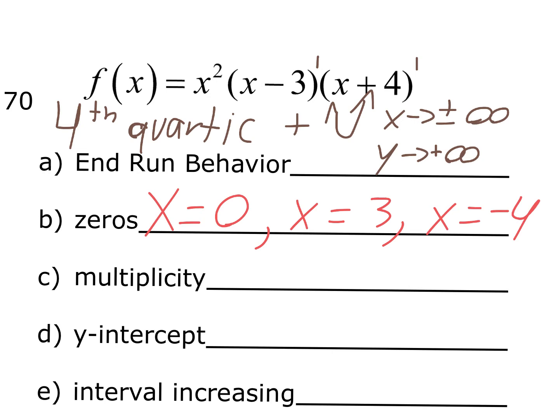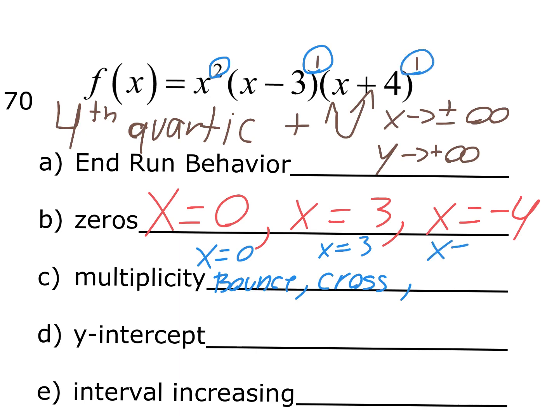Multiplicity, we're going to have a mix of them. At x equals 0, we've got this even exponent, so we're going to have a bounce. At x equals 3, we've got the odd exponent, so we're going to have a cross. And at x equals -4, we've got that odd exponent, so we're going to have another cross.